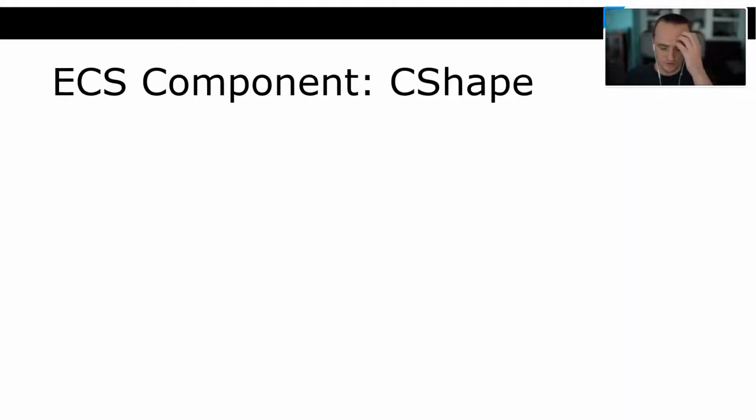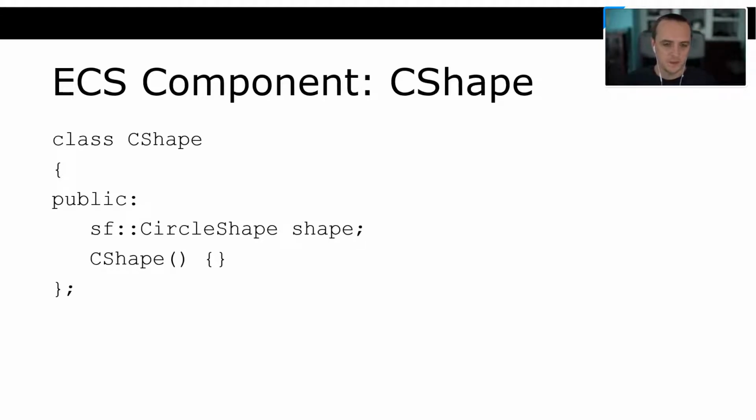Okay, so the C-shape component would be really, really simple. All we are doing with the C-shape component is just storing the SF shape, right? This is what components are supposed to be. And so we would construct a default shape, and then we could access that because it's a public variable, and then set parts of that shape.